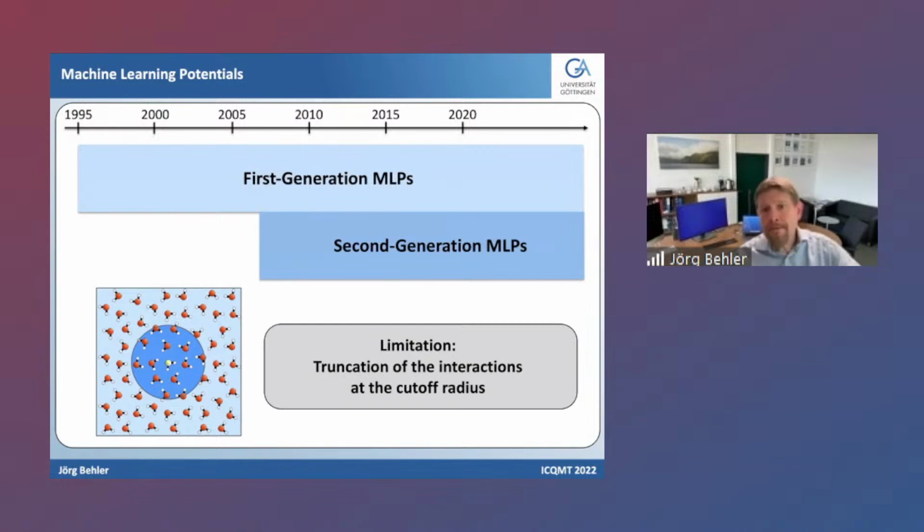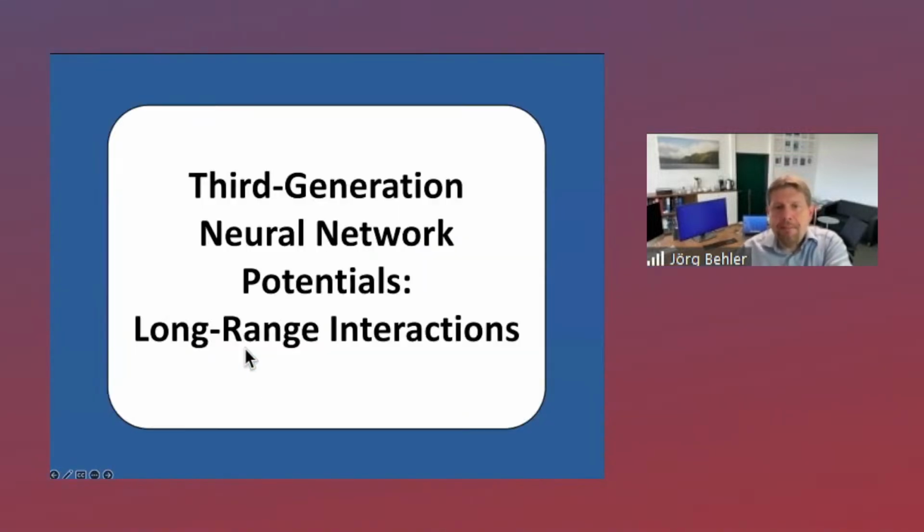Still, there is a limitation. And this is the obvious truncation of the interactions at the cutoff radius. So for some systems, there might be long-range interactions like electrostatics, which are important and should not be truncated. And it is now possible to include this in the third generation of neural network potentials.